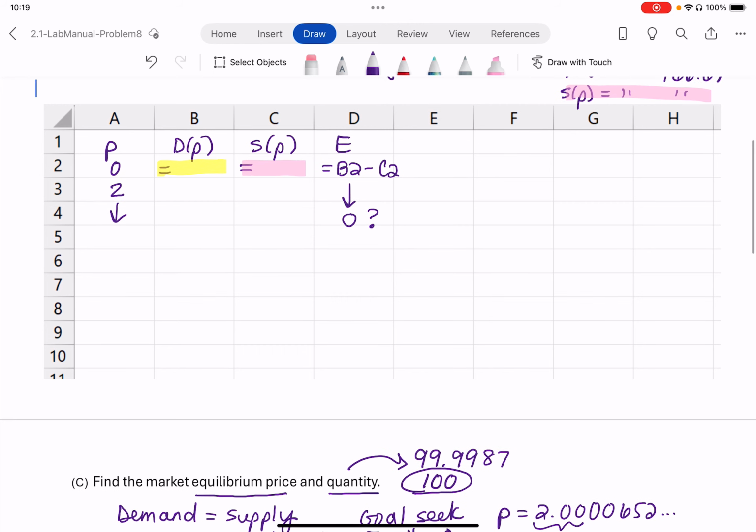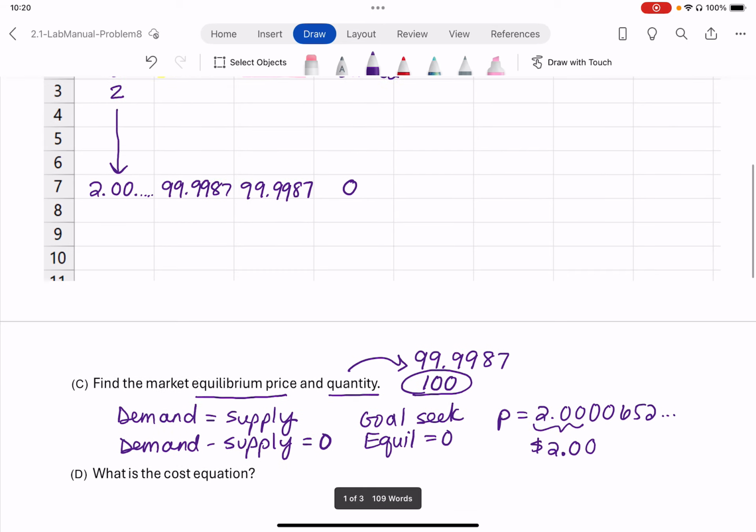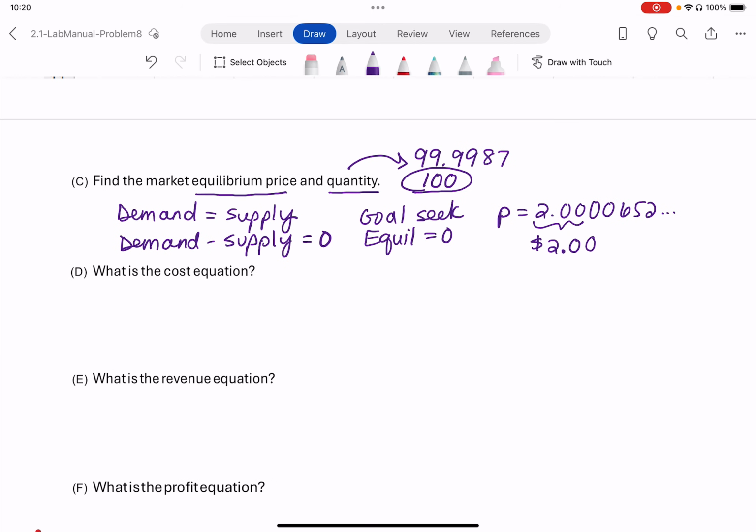Okay, and so when you are goal seeking, what I'm going to do here is update. Let's say you carried this down, and we did our goal seek here. So this is going to be that 2.00 blah blah decimal. We would have a 0 here, and then that 99.9987 should be in each of these cells here.